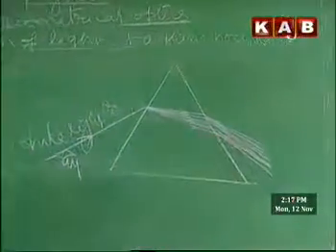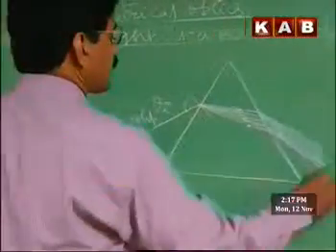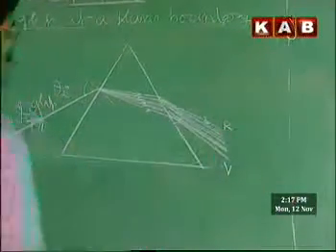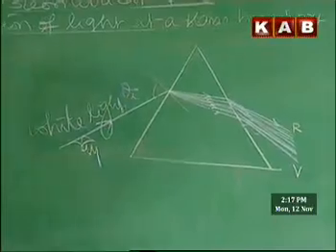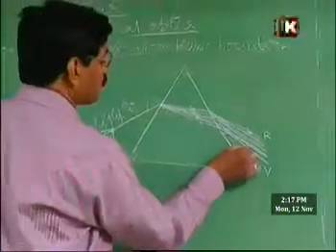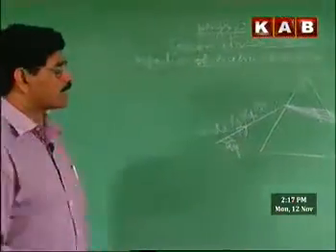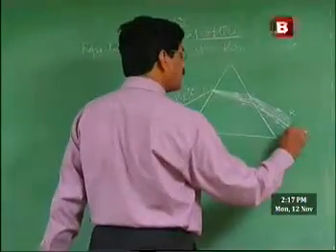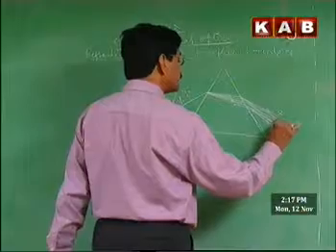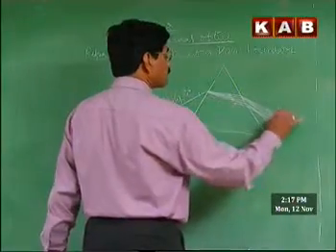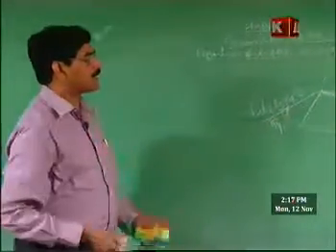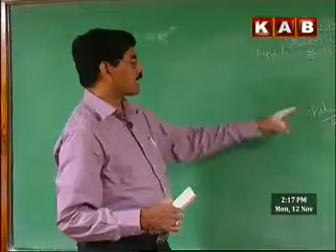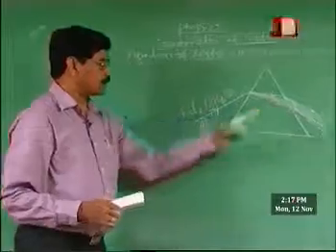Now among these 7 wavelengths, violet is at the lowest position and red is at the highest position. Means violet undergoes most deviation, red undergoes least deviation. So in that reverse order, V, I, B, G, Y, O, R. Like that, 7 colors are separated by the prism when a white light ray is incident on it.